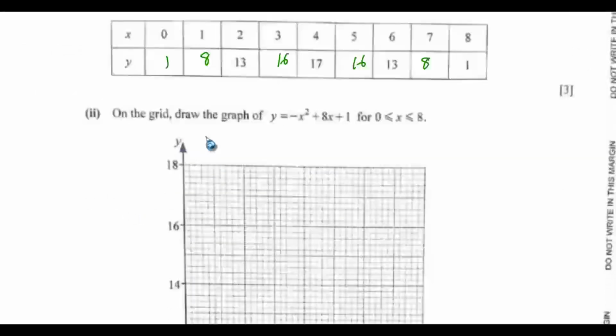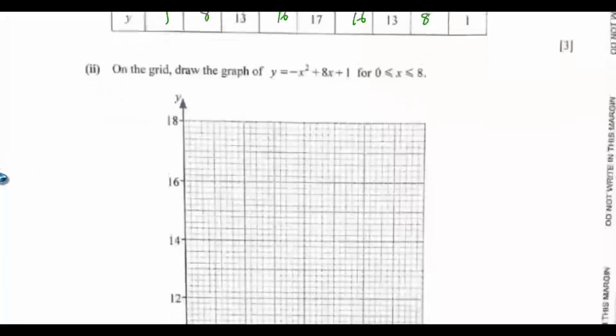Remember figure 2 on the grid. Draw the graph of y equals negative x squared plus 8x plus 1 for this range. Let's scroll down a little bit. When x equals 0, y equals 1, so it will be here. That was the first point. When x equals 1, y equals 8, so 8 will be here. And the next one, when x equals 2, the value of y equals 13. So let's scroll up, then against 13 here.